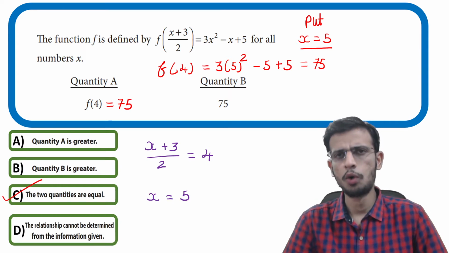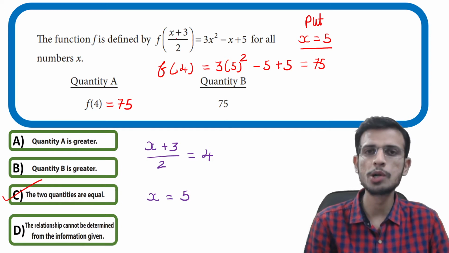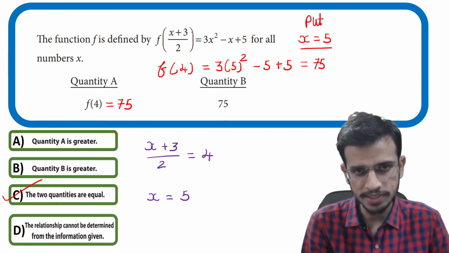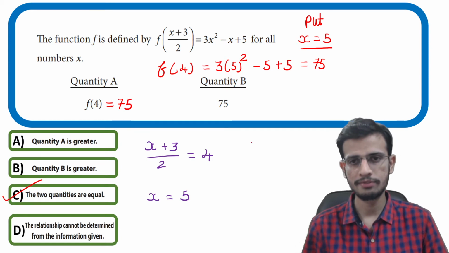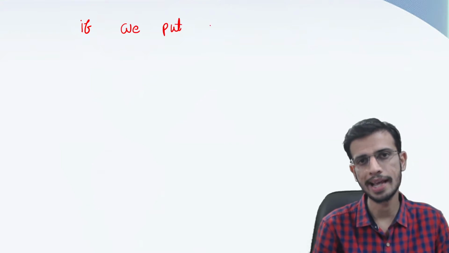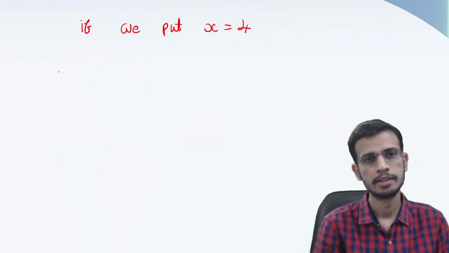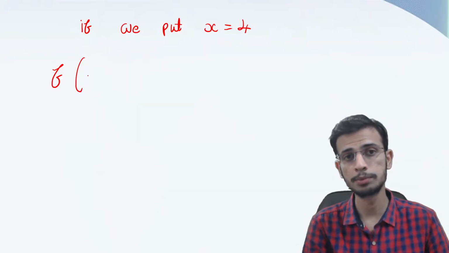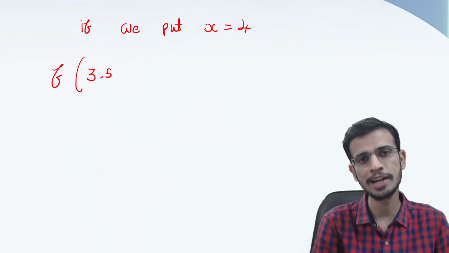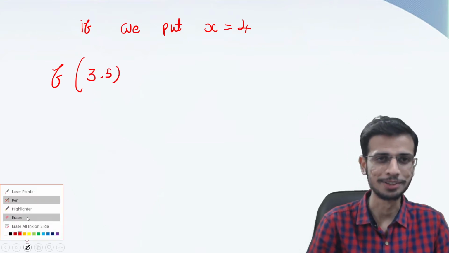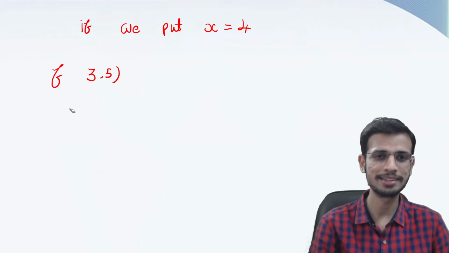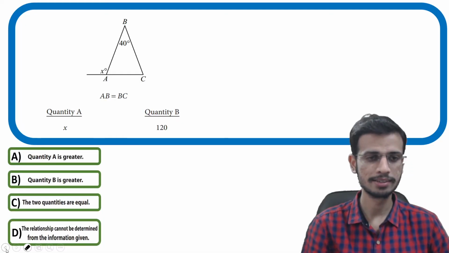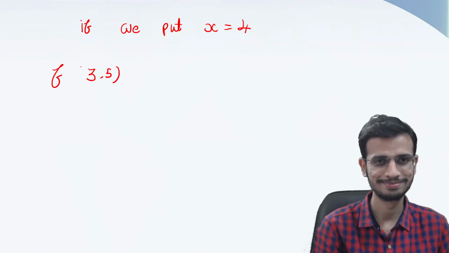If we put x equal to 4, then what we'll get is (4 plus 3) divided by 2, 7 by 2. If we put x equal to 4, it won't work. We are going to get this value, (x plus 3) by 2, that will become 3.5. We don't want this value for this question. That's why we are not putting x equal to 4.